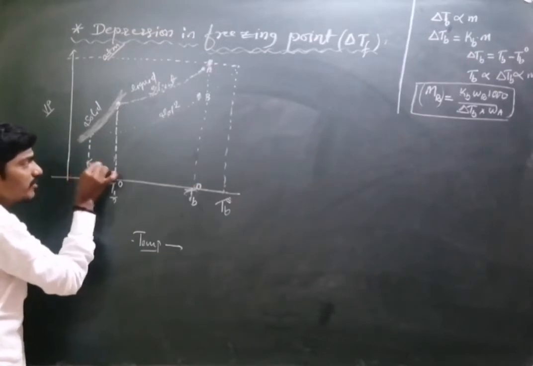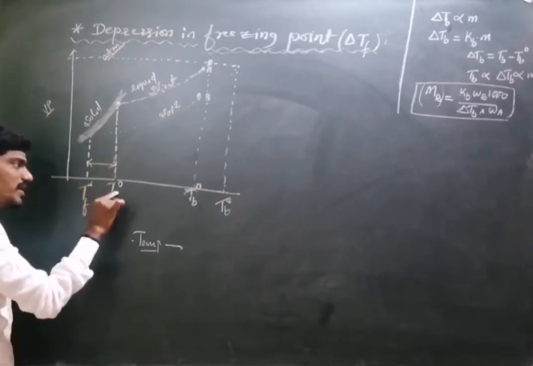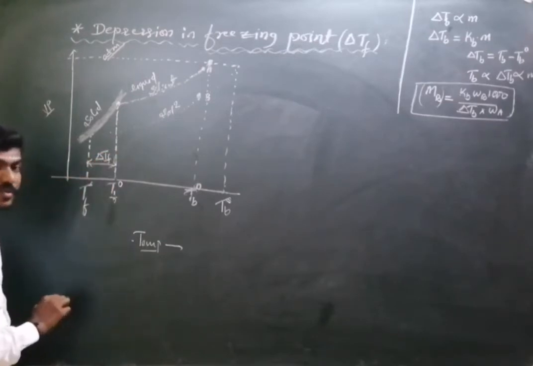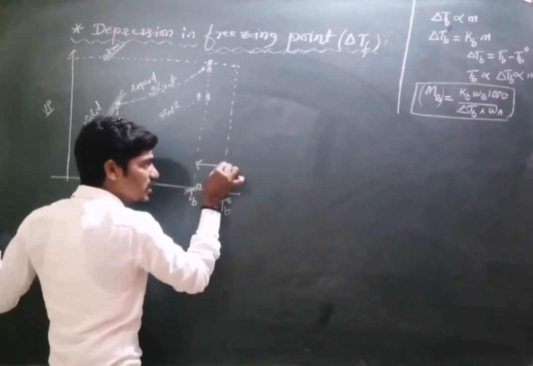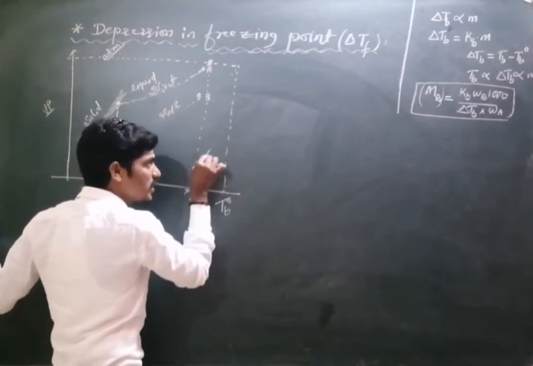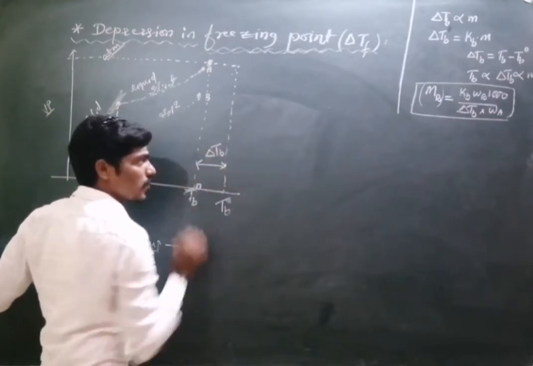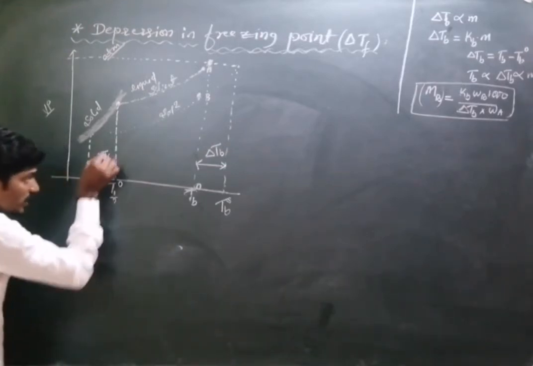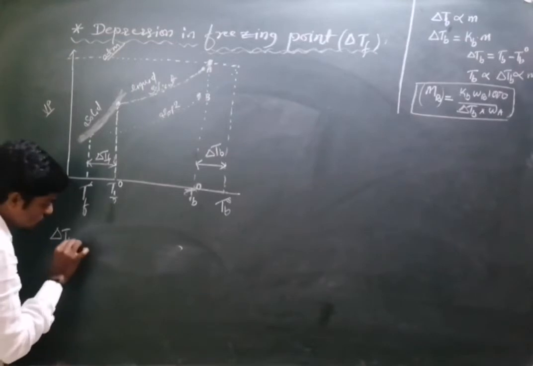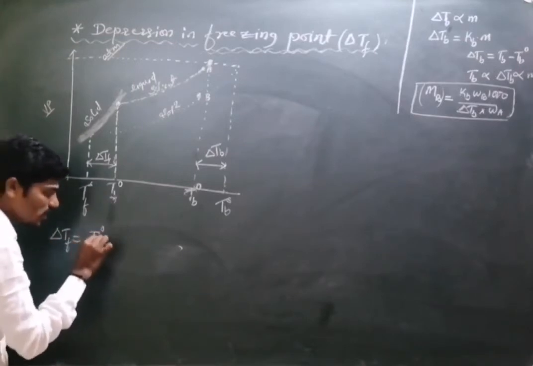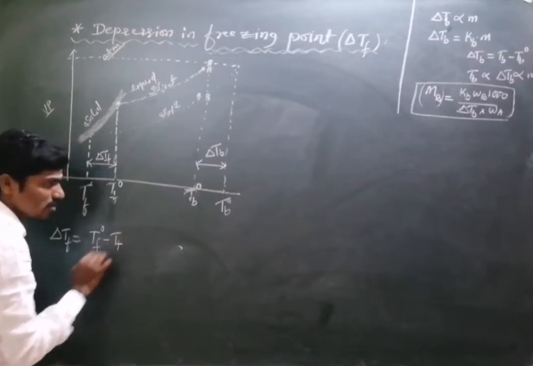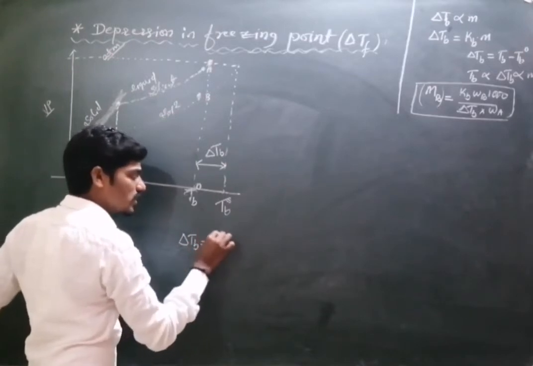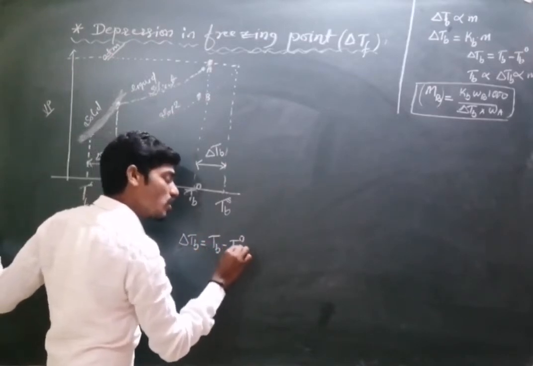So this difference between the freezing point of solvent and solution is known as delta TF, depression in freezing point. The difference between the boiling point of solution and solvent is known as elevation in boiling point. In the previous sessions we have discussed elevation in boiling point. So here delta TF is equal to T naught F minus TF, the higher one being for the solvent, whereas in the previous case delta TB is equal to TB minus T naught B.